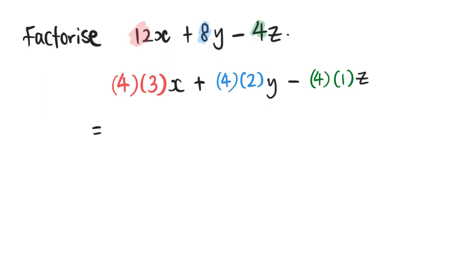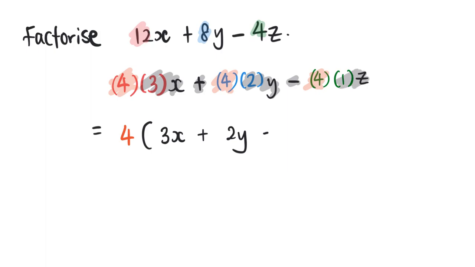So that the common factor 4, I am going to extract 4 out. And I'm left with 3x plus 2y minus 1z.